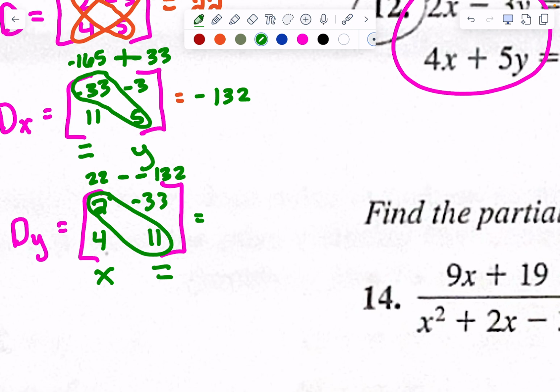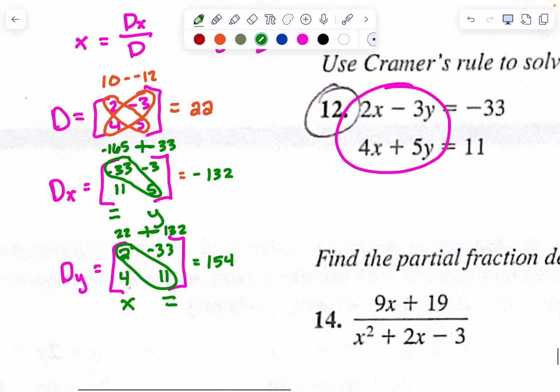132. Yep. So I'm going to add those. So that is 154. Those are my d, dx, dy stuff.